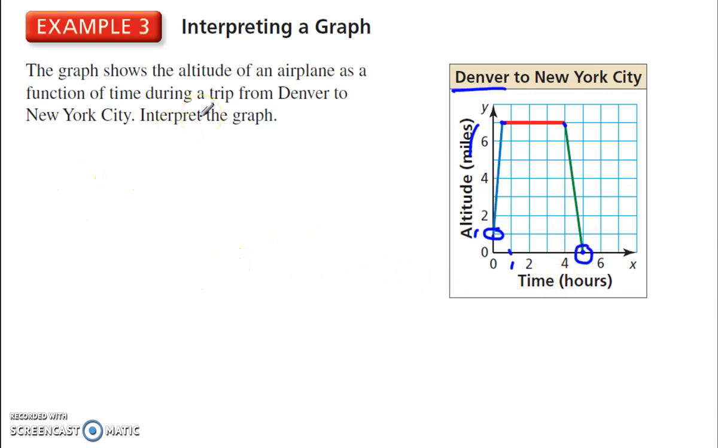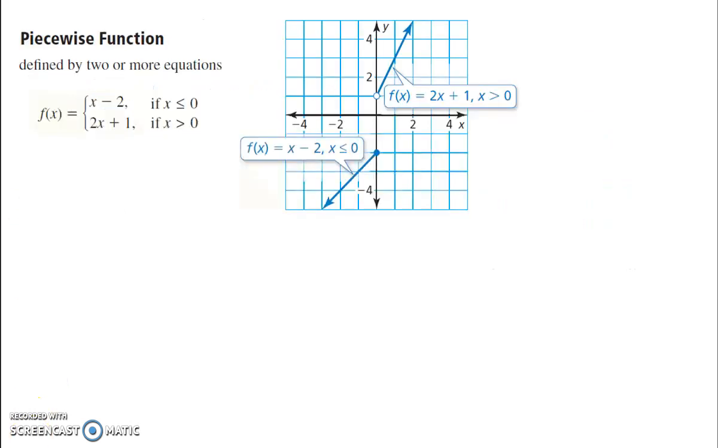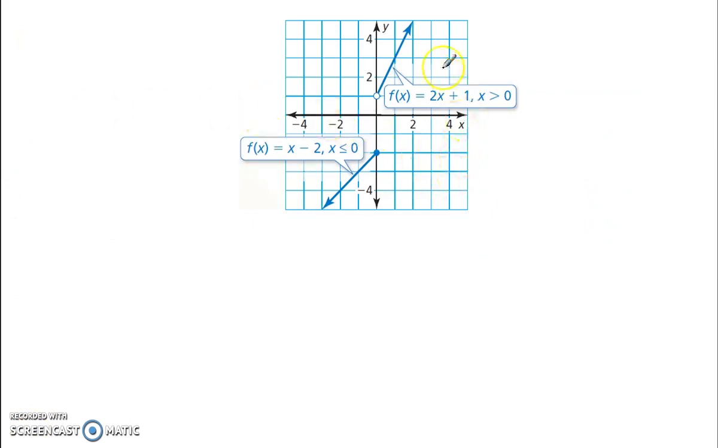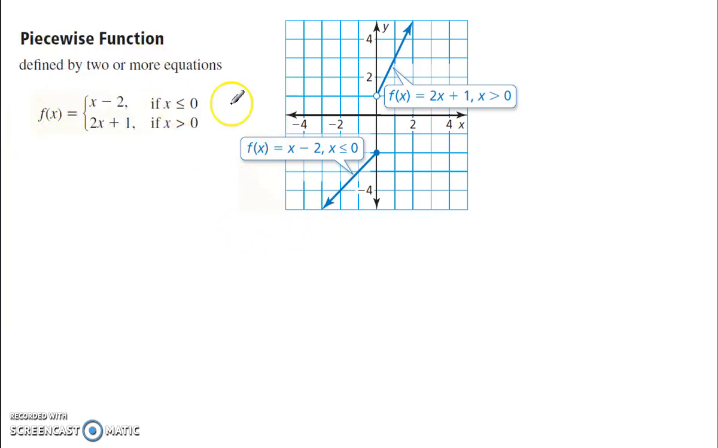So that's interpreting this graph. Okay, you might see a graph that looks like this, where we have a little segment there, and then there's a hole here, and it's filled in down there, and a segment on this side. We call this a piecewise function, and it's defined by 2 or more equations. So f of x is x minus 2 if x is less than or equal to 0. And if x is greater than 0, then the function is 2x plus 1.